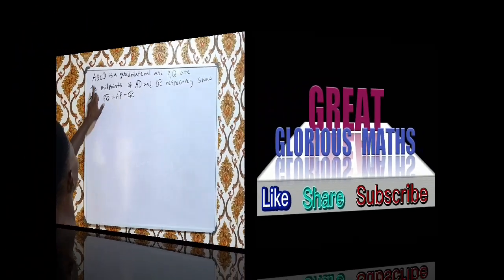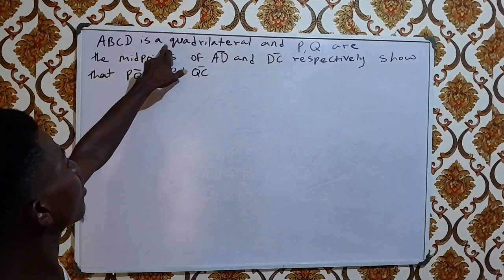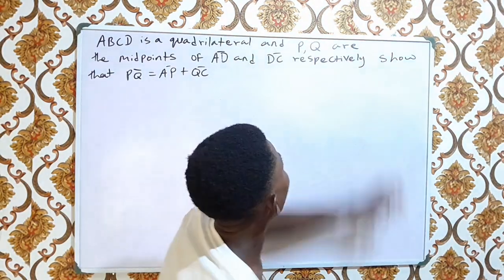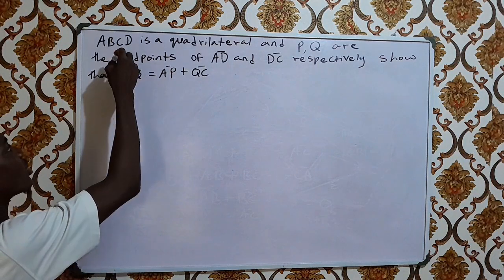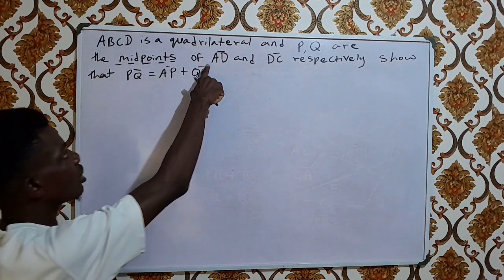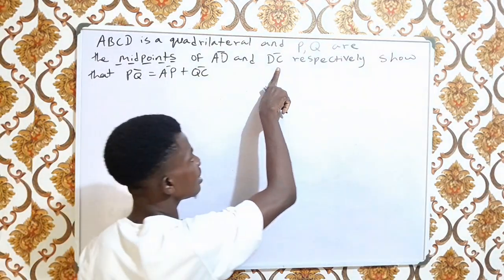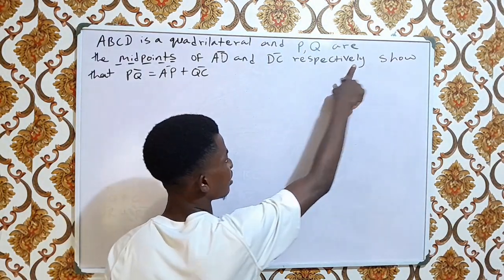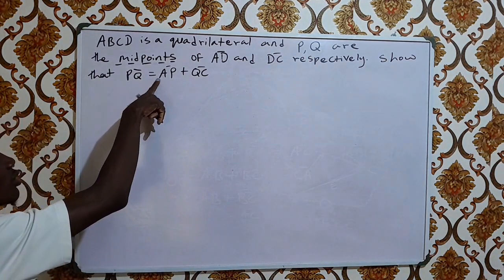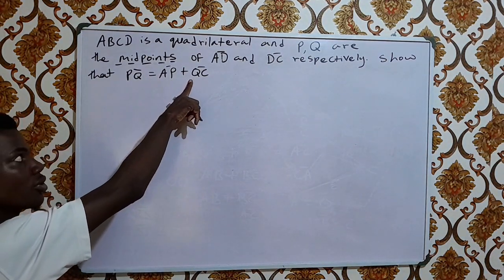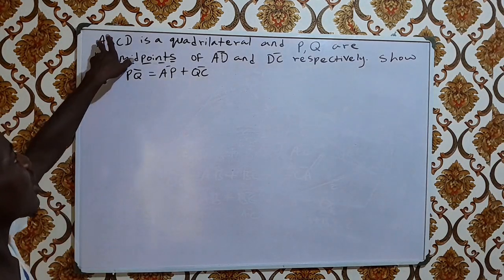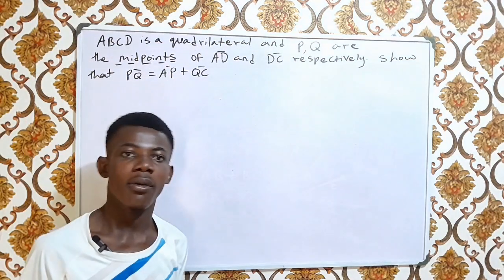So here we have ABCD, a quadrilateral, and P and Q are the midpoints of AD and DC respectively. Show that PQ is equal to AP plus QC. Now, from here, ABCD is a quadrilateral.